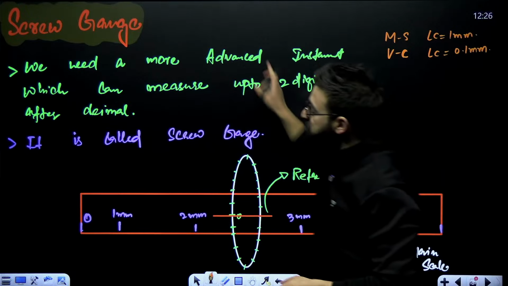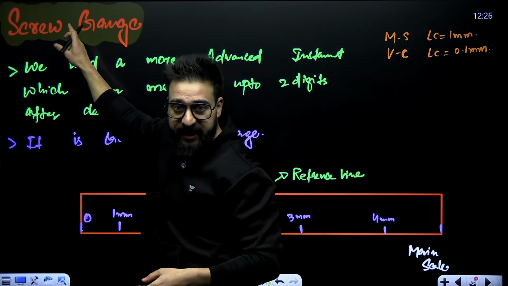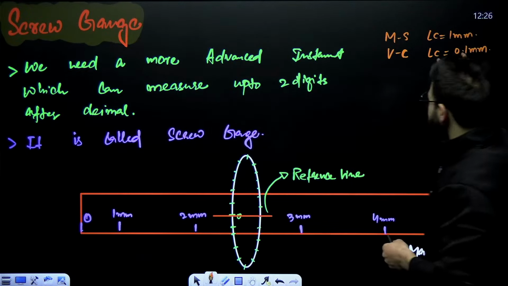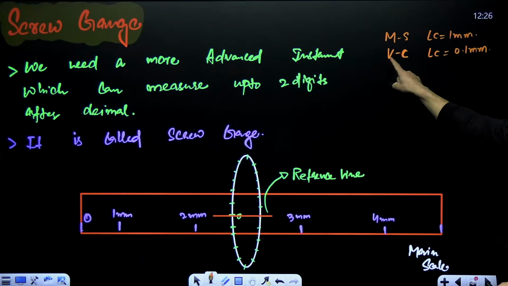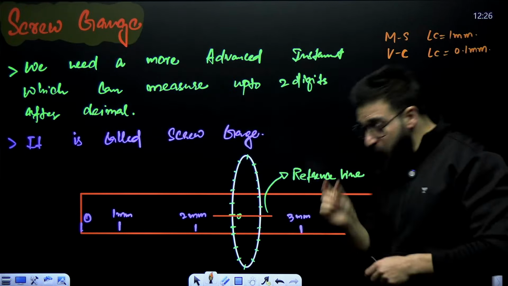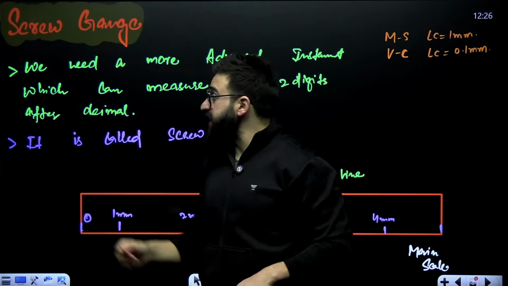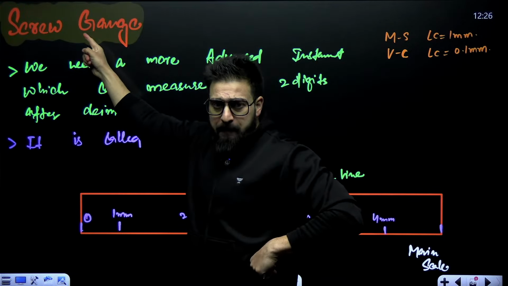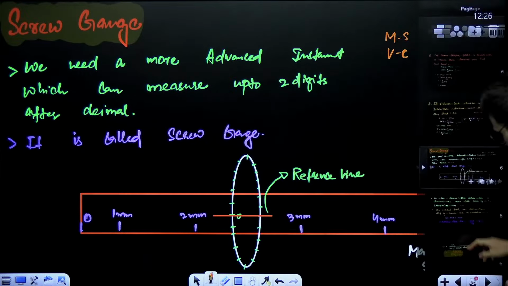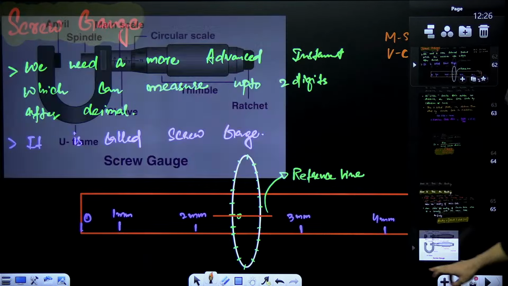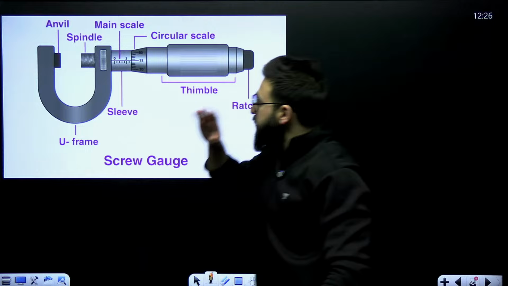If you have something which is smaller than this, how can you measure? You can measure that with the help of the screw gauge, because this is the lowest measurement that an instrument can take. If you have something smaller than this, how can you measure that? With the help of the screw gauge. Let me show you how the screw gauge actually looks. This is how the screw gauge actually looks.